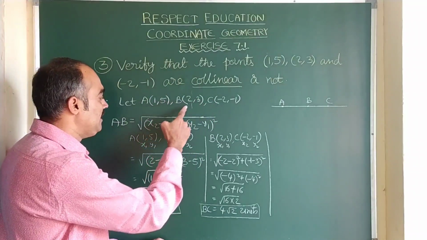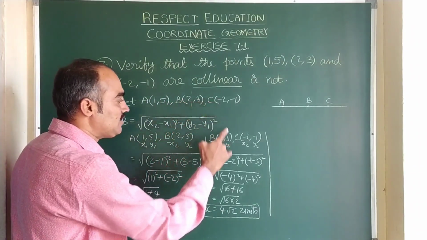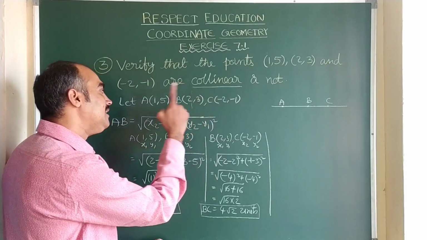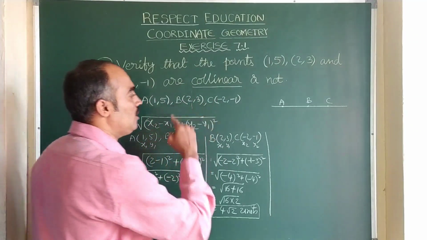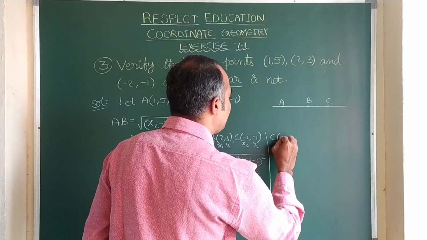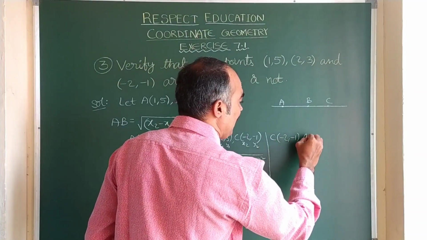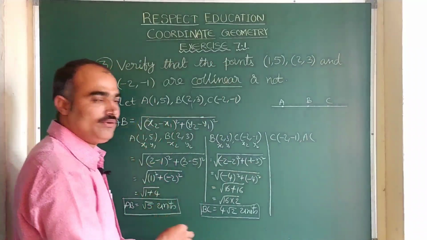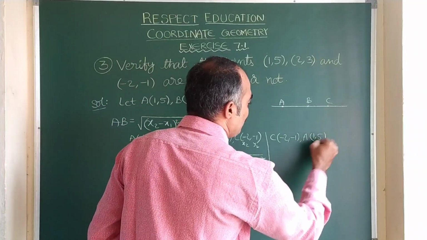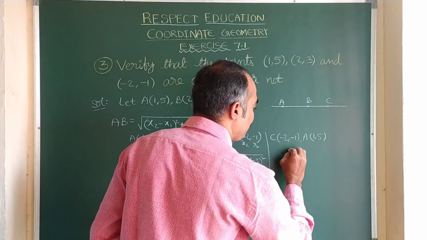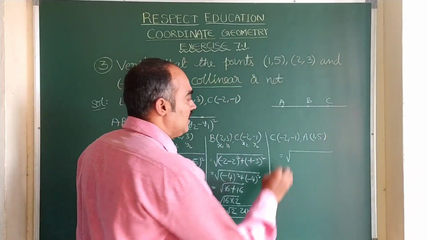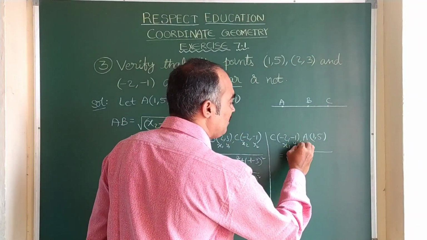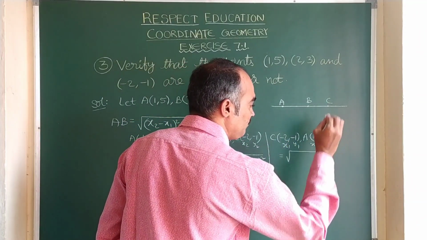See, earlier AB distance over, BC distance over. Now we should find AC or CA. However you write, no problem. So I am writing here CA. So first C is minus 2, minus 1 and A is 1, 5. So now I am finding CA. That is, now here C becomes x1, y1, A becomes x2, y2.